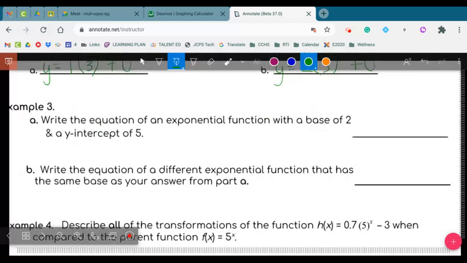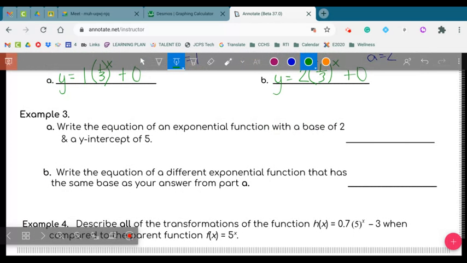Okay, going down to the next one, it says write the equation of an exponential function with a base of 2 and a y-intercept of 5. So we know our b equals 2. And then our y-intercept, which is our a value, can be 5. So our equation could be y equals 5 times 2 to the x.